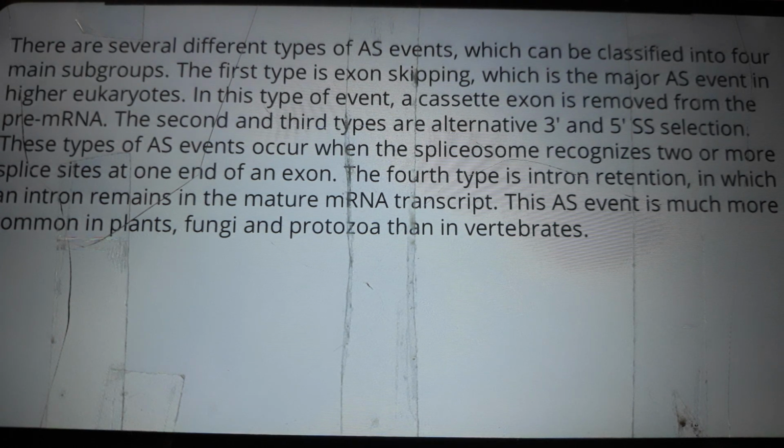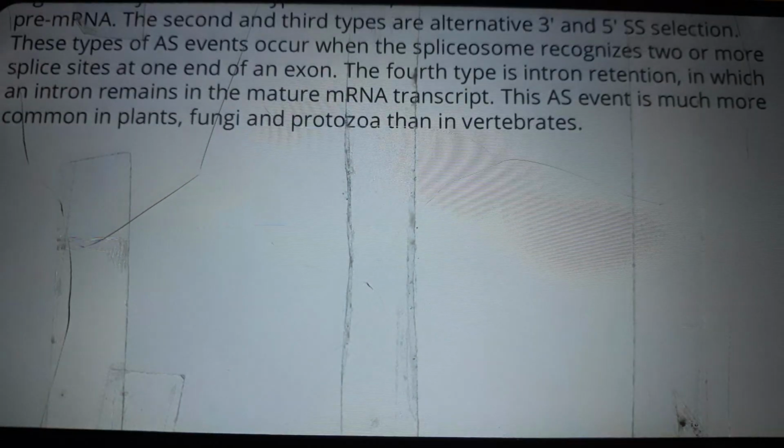The first type is exon skipping, which is the major AS event in higher eukaryotes. In this type of event, a cassette exon is removed from the pre-mRNA. The second and third types are alternative 3' and 5' SS selections. These types of AS events occur when the spliceosome recognizes 2 or more splice sites at the end of an exon. The fourth type is intron retention, in which an intron remains in the mature mRNA transcript.